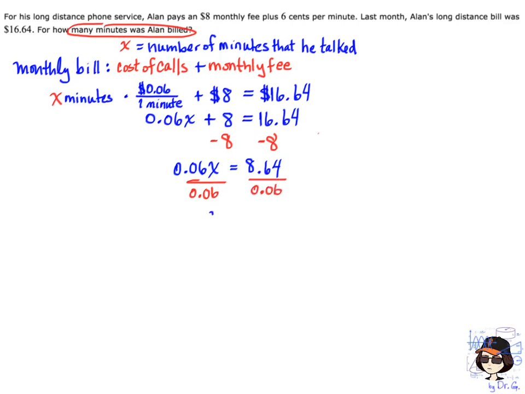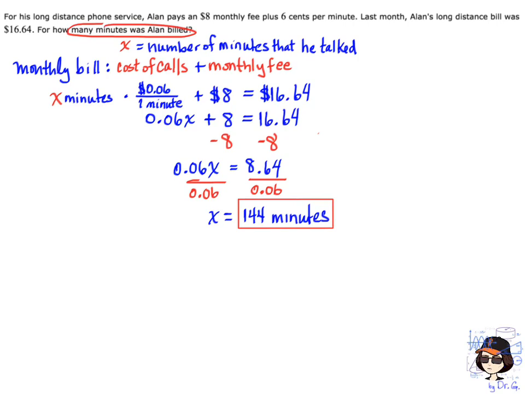So now on the left, I'm left with just an x, and on the right, in my calculator, I get 144. But that's not quite the answer. Remember, it's a word problem and we have units. So your answer should be in minutes. So it's 144 minutes. So don't forget that.